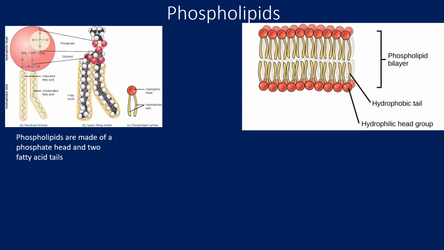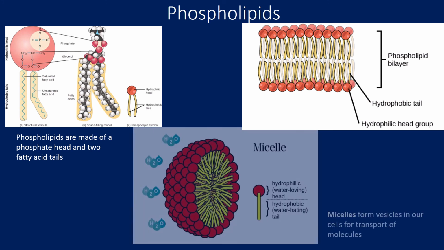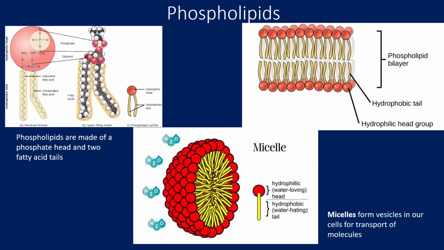When placed in a solution, phospholipid heads interact with water while the tails do not, allowing these lipids to form membranes spontaneously with the tails facing away from water and the heads facing towards it. Phospholipids also can create micelles, which act as vesicles to help move materials into and out of the cell, as well as within the cell.